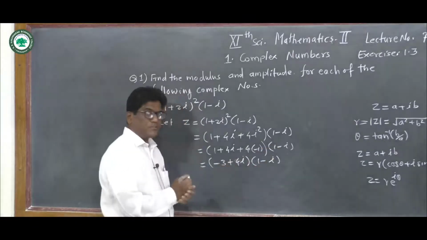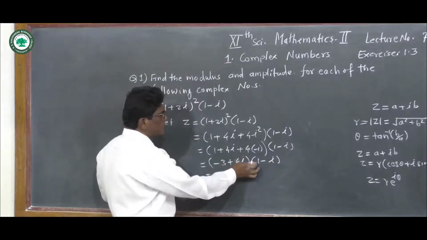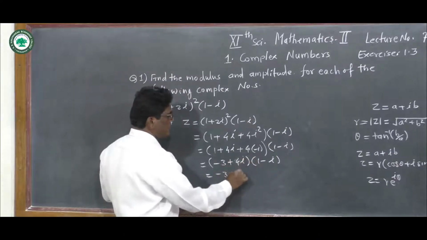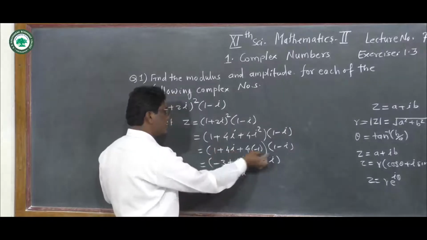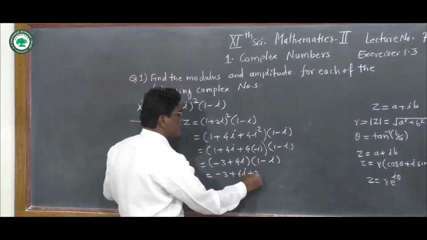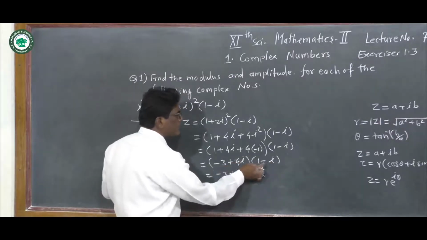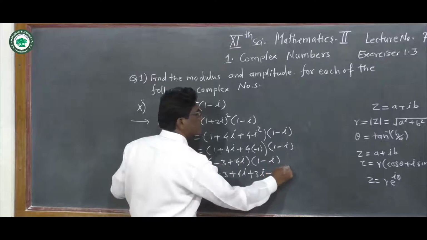Now take the product of these two brackets. So it is equal to, firstly we multiply by 1. So 1 into minus 3 is minus 3, plus 1 into 4i, 4i. Now multiply by minus i: minus i into minus 3 is plus 3i. And then minus i into plus 4i, minus into plus is minus, 4i into i is 4i square.